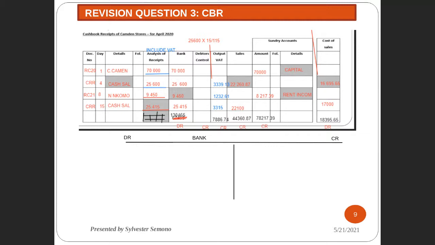Thank you so much. You are correct. Thank you, Lakin, for that. I'm gonna write total receipts. And you must tell me that you got it from the CBR, and like you said, it must be 130465. Can you see, guys? I'm not gonna write the date. You know how to write the date. So the date must be 2020 April the 30th.